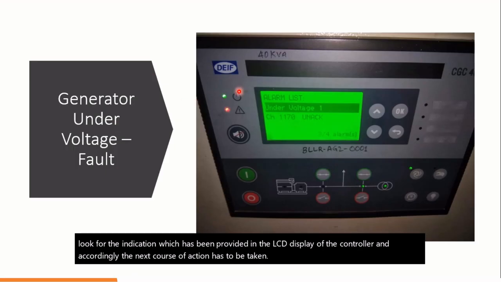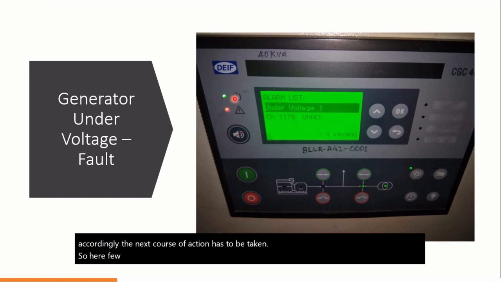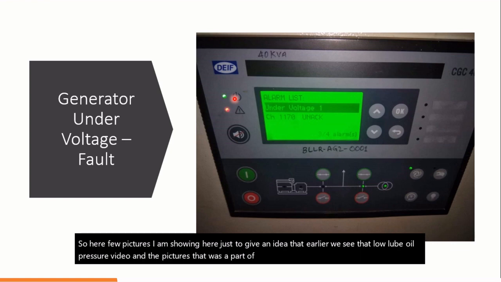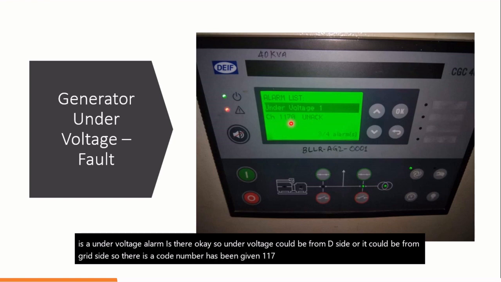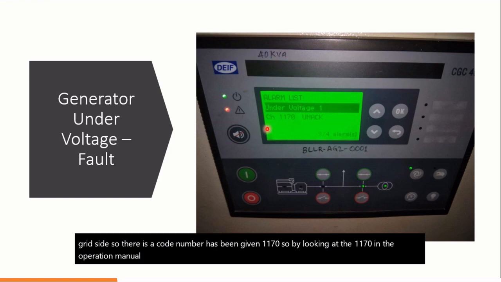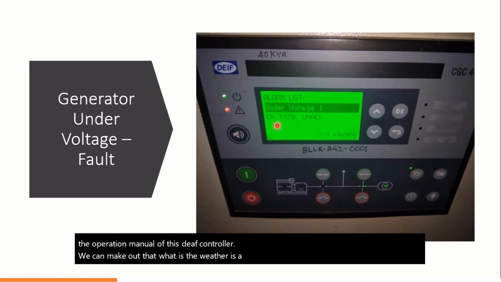So here are a few pictures I am showing just to give an idea. Earlier we saw the low lube oil pressure video and pictures, which was part of the engine fault. Here we are seeing that there is an under voltage alarm. Under voltage could be from the DG side or from the grid side. There is a code number given, 1170. By looking at 1170 in the operation manual of this DEF controller, we can make out whether it is a generator over voltage or a grid over voltage.